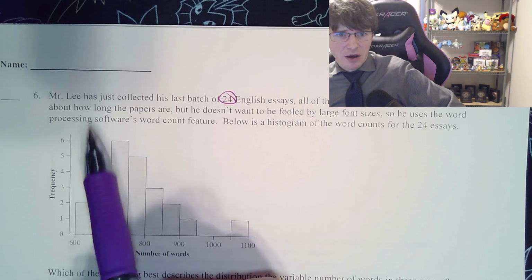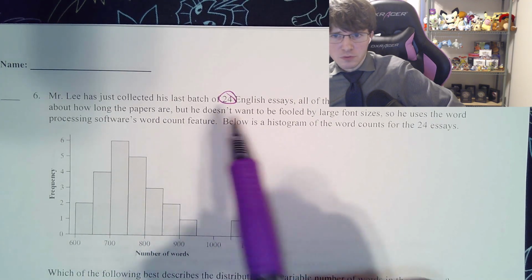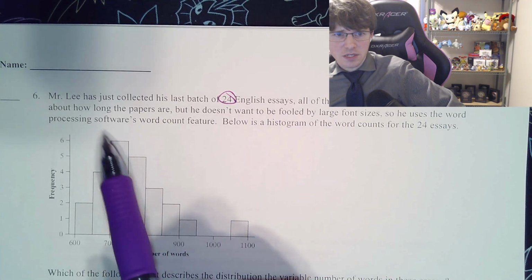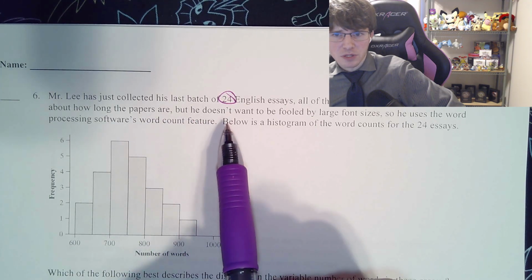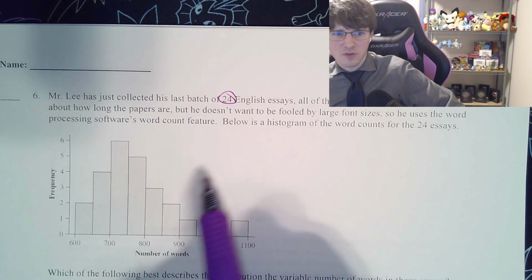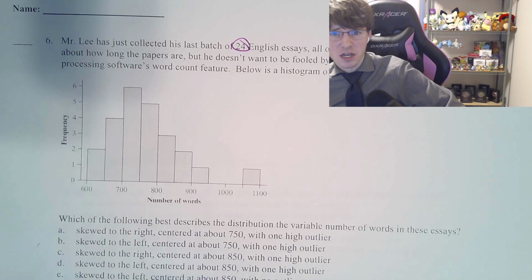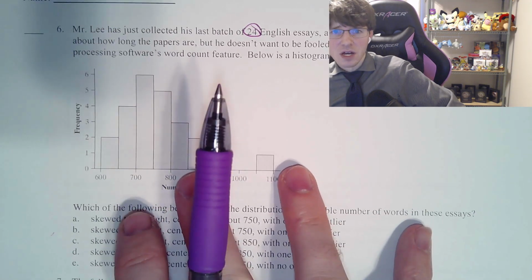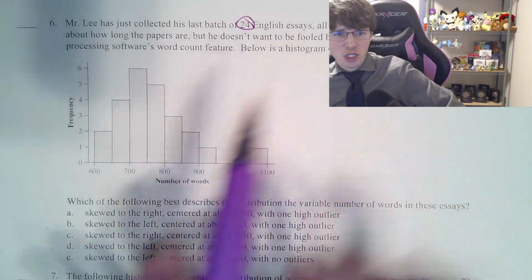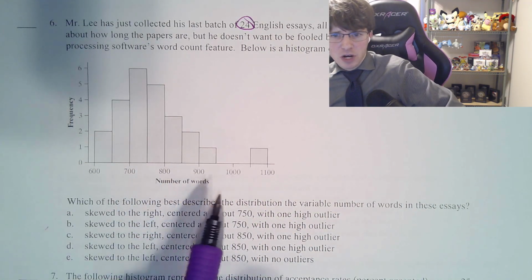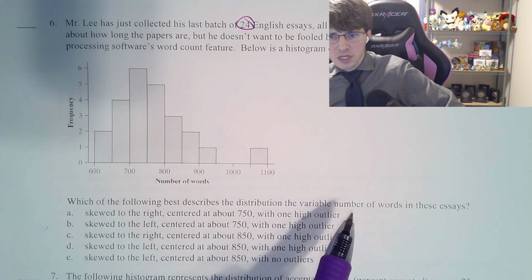He's curious about how long the papers are, but doesn't want to be fooled by large font sizes. So he uses the word processing software's word count feature. Below is a histogram of the word count for the 24 essays. Boom, there's our histogram I was talking about. See how the bars are touching because we have a quantitative variable that we are plotting in this fashion. Which of the following best describes the distribution of word counts in these essays?